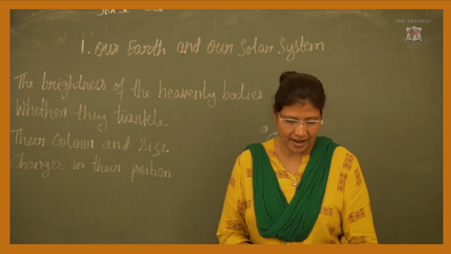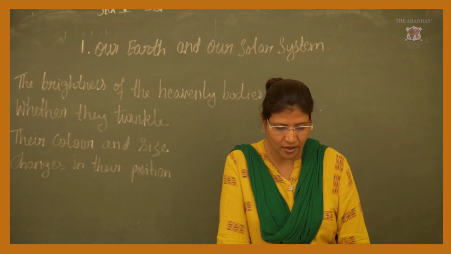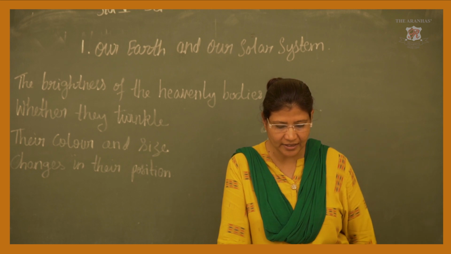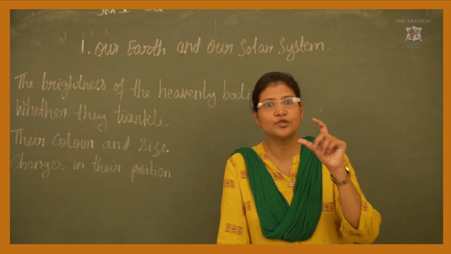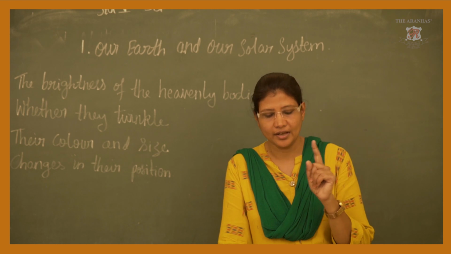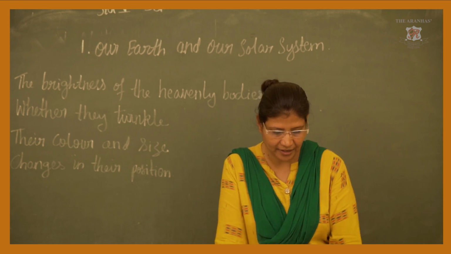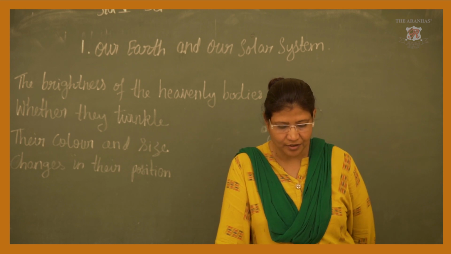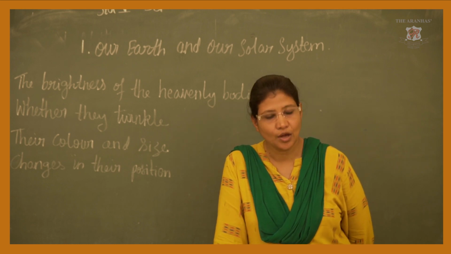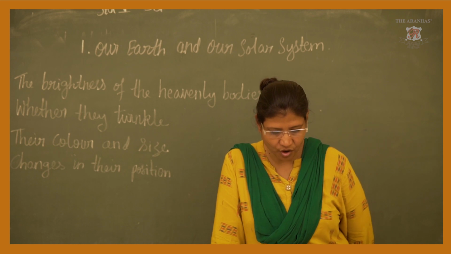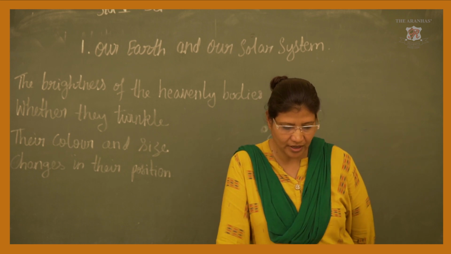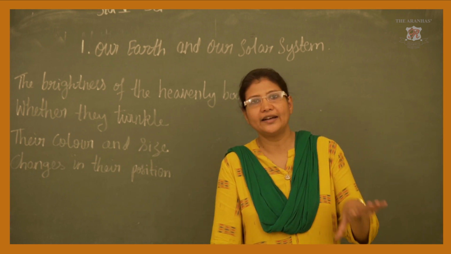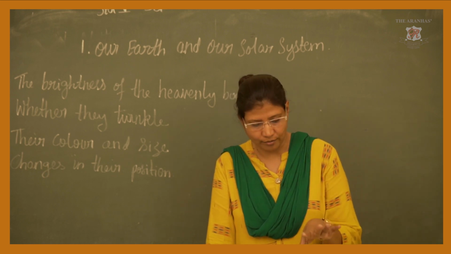Now, what is a dwarf planet? There are some smaller heavenly bodies that revolve around the sun. They are called dwarf planets. Of these, the most well known is Pluto. Dwarf planets revolve independently around the sun. They have an orbit of their own.